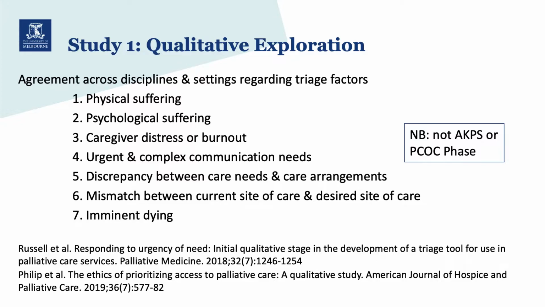So the 7 factors are listed out here, and we'll go through each of them in detail, but they're physical suffering, psychological suffering, caregiver distress or burnout, urgent and complex communication needs, discrepancy between care needs and care arrangements, mismatch between current site of care and desired site of care, and imminent dying. And of note, in the text box there, we didn't include performance status, that's the Australian Modified Karnofsky Performance Status, AKPS, or PEACH phase, that's the phase of disease, Palliative Care Outcomes Collaboration. And I'll talk about that as we move forward.